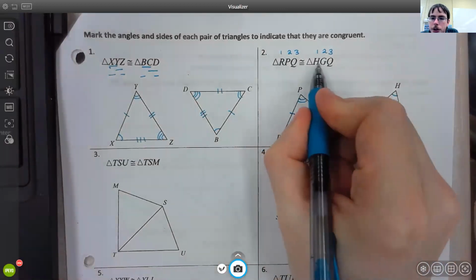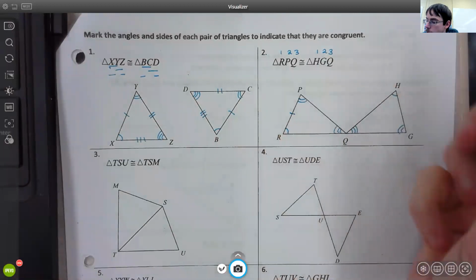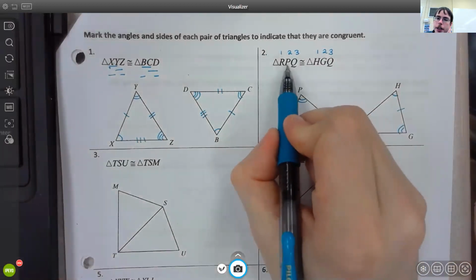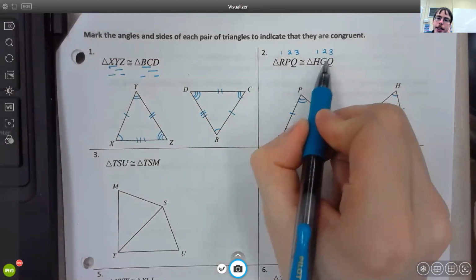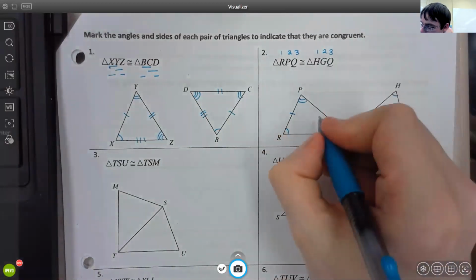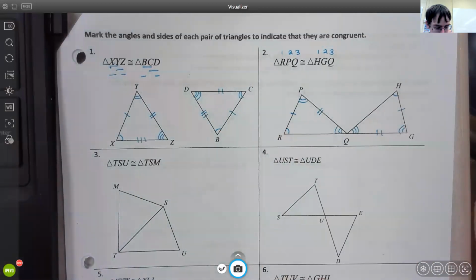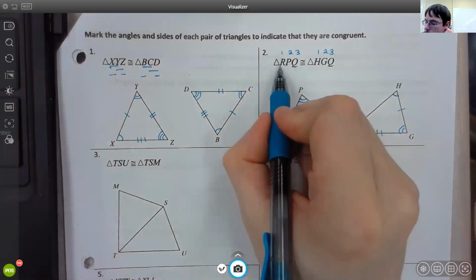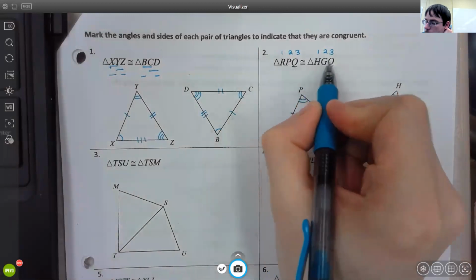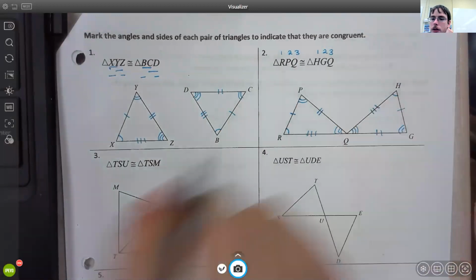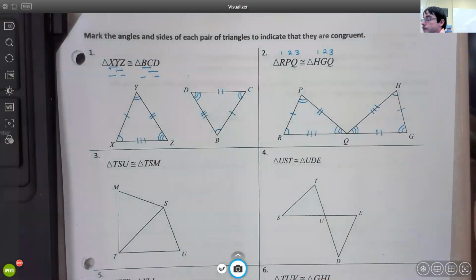And the ones that are in 1, 2 in HG, excuse me. 2 and 3 have P and Q, and 2 and 3 have G and Q. So PQ here, and then GQ here. And then finally 1 and 3, R and Q, 1 and 3, H and Q. So those are the only ones left that are congruent.